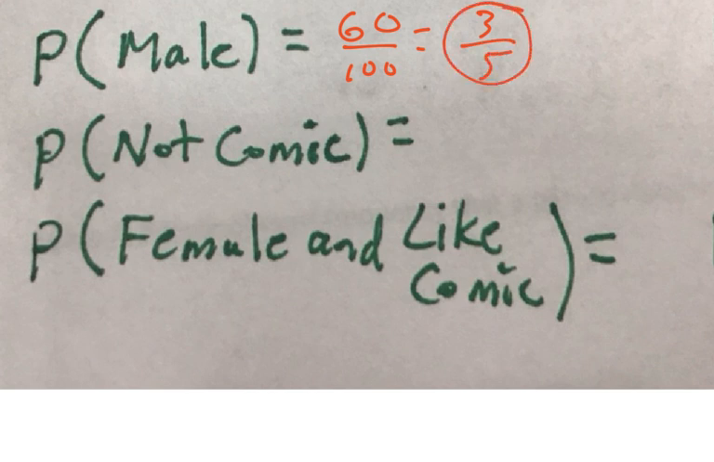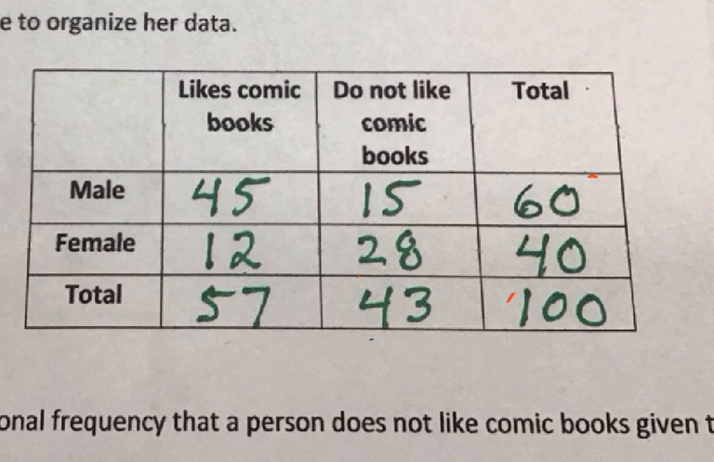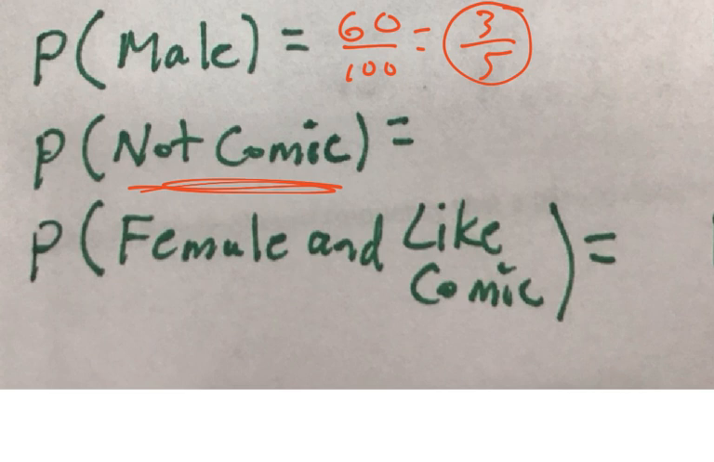Okay? What about the probability of not liking a comic book? Well, 43 of them in total don't like comic books. So that's 43 out of the 100 total. And that can't be reduced. That would be your answer.